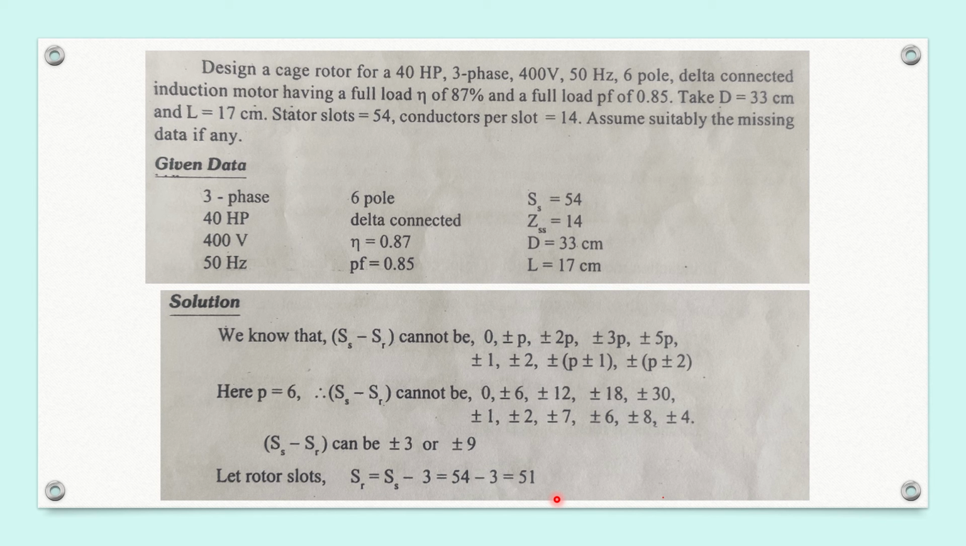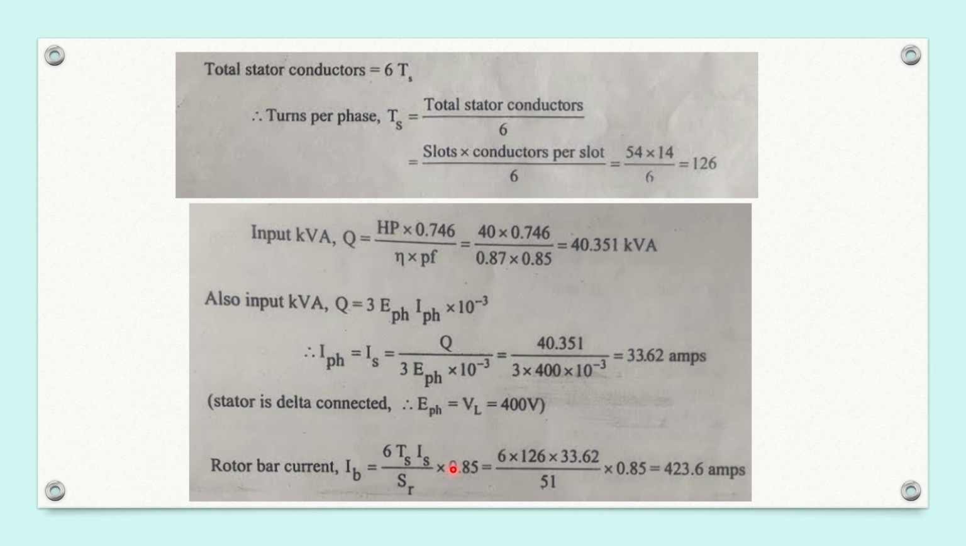Now we have to design the rotor bar. So first of all we have to calculate the rotor bar current, and we know the equation for rotor bar current, that is 0.85 into 6 into TS into IS divided by SR. So we already know the value of SR. We have fixed it as 51. Okay. So now we need to calculate IS and TS. We know that 6 TS is the total number of stator conductors.